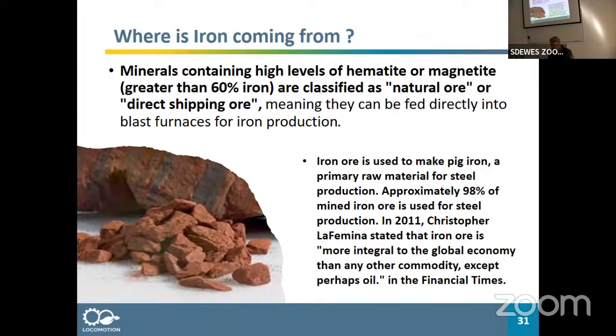So what do you do with these stones? You mine them, you crush them, and then you bring them directly to processing plants. So you use them for smelting iron directly. And most of the iron is used to create pig iron, and from there 89% of it is made into steel. And here's an example from Christopher Lafamina, but it's not the only person that would state that. It is, after oil, probably one of our most important commodities for society.